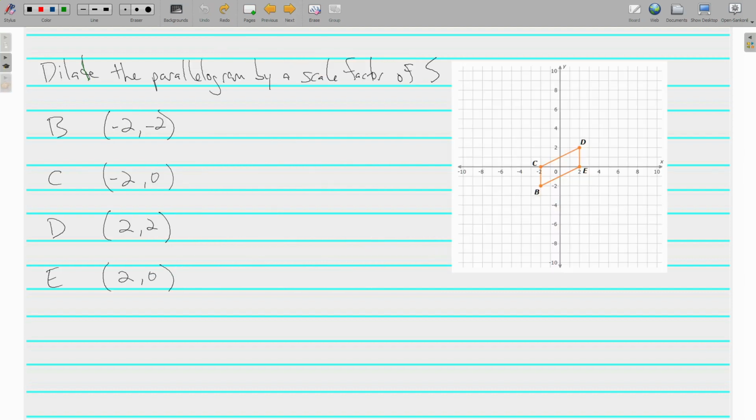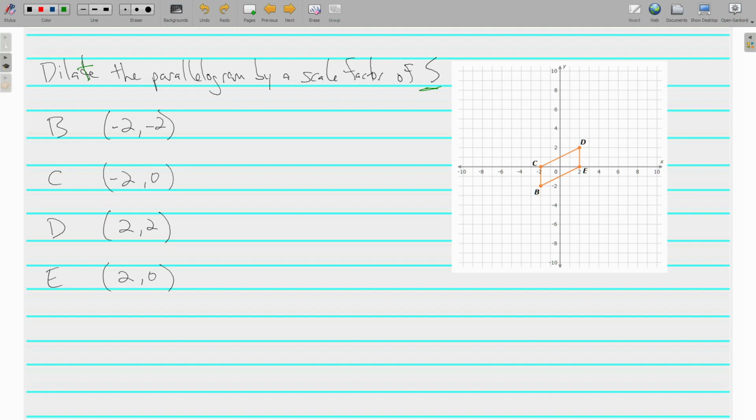So here it says to dilate the parallelogram by a scale factor of 5. We've got a parallelogram on our coordinate plane, and I've already listed the ordered pairs for each of the points. The scale factor is greater than 1, which means it's going to give us an enlargement. This figure is going to get bigger because we are going to multiply every ordered pair, every number that we have here, times 5, and that's going to give us our dilated parallelogram.